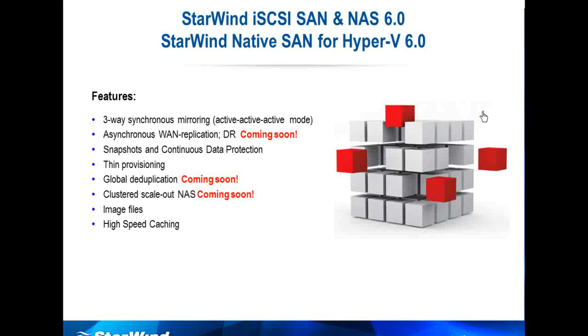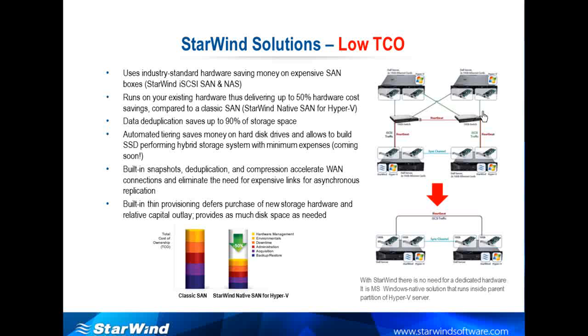Random access memory is not as expensive as SAS, so even RAIDs have cache, no matter if they are with replication functionality or performance booster functionality. So having cache is necessary. Everybody knows it well. And now we will talk about how you can lower your TCO with StarWind solutions. StarWind uses industry standard hardware, saving money on expensive SAN boxes.